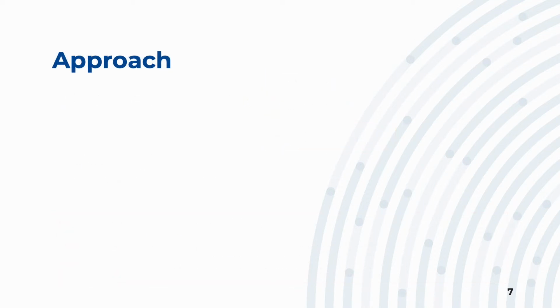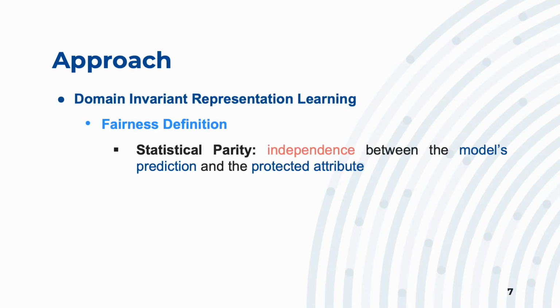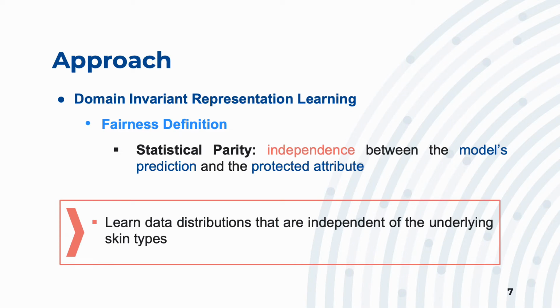Our approach is based on domain invariant representation learning. One of the common definitions of algorithmic fairness for classification tasks is based on measuring statistical parity. This fairness definition aims to seek independence between the model's prediction, which is the skin disease prediction in our problem, and the protected attribute, which is the skin type for our task. So based on this definition of fairness, we want to enforce our classification model to learn data distributions that are independent of the underlying skin types.